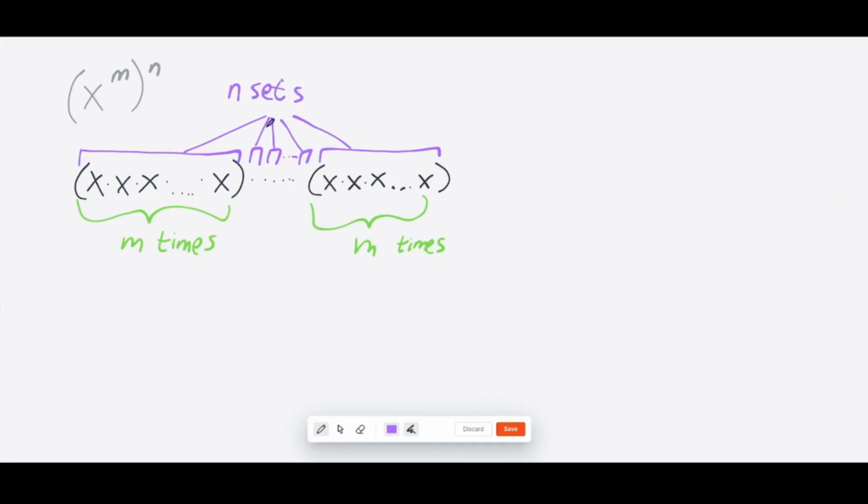And then if you think about it here, hopefully it's clear that if we have n sets, and each set has m x's in it, then we should end up with m times n x's. So that's a little bit more abstract, but that's the general idea.